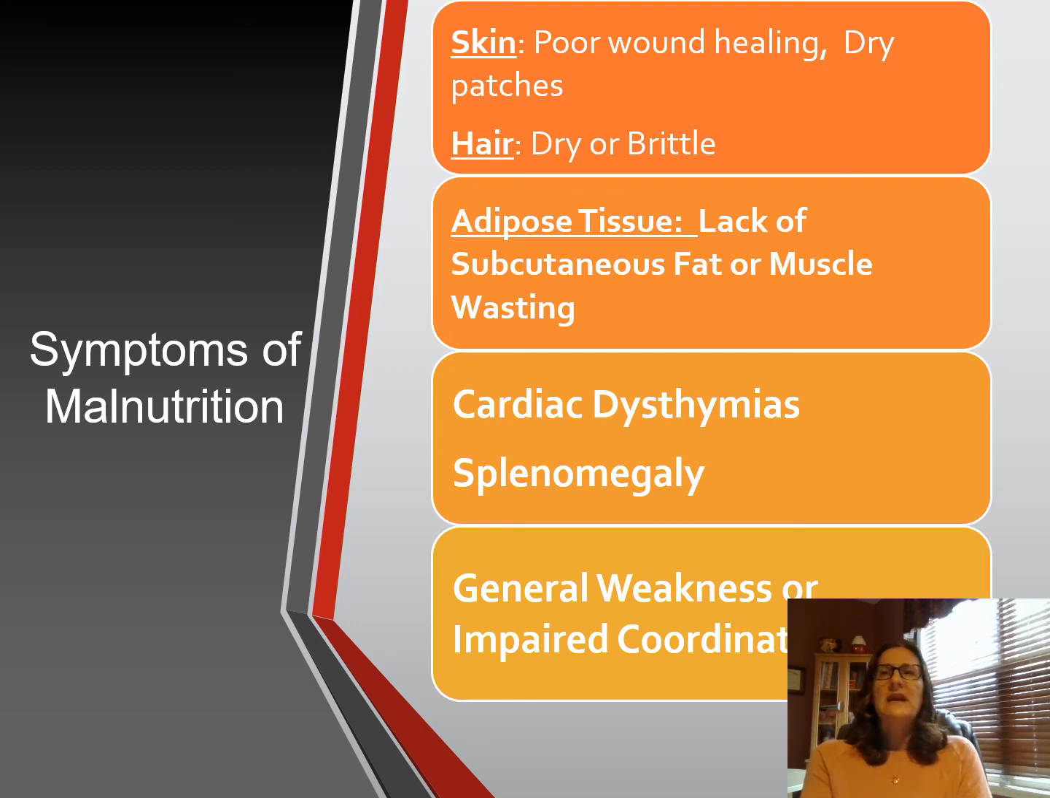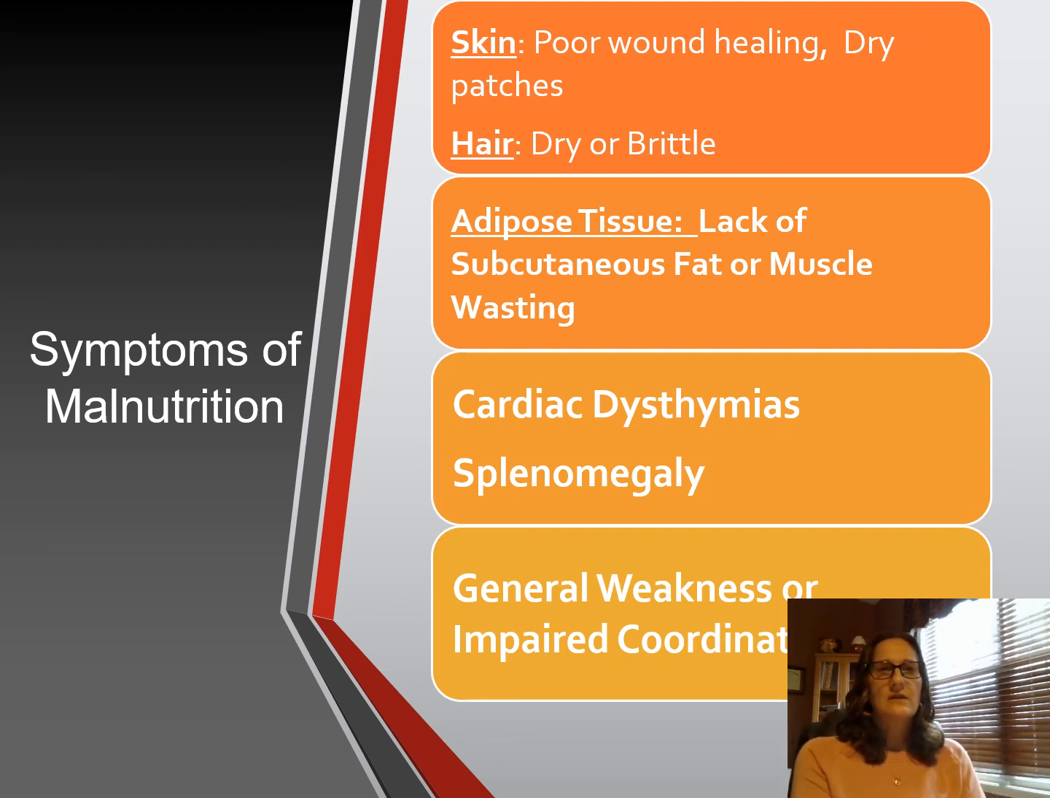When you look at a patient entering the emergency room or being admitted to a specific hospital floor, identifying symptoms of malnutrition is important. The first area to look at is the skin. You'll see dry patches and eczema. Any type of wounds would result in poor wound healing with moderate malnutrition. If you look at the patient's hair, is it dry or brittle? Those are also signs of malnutrition.